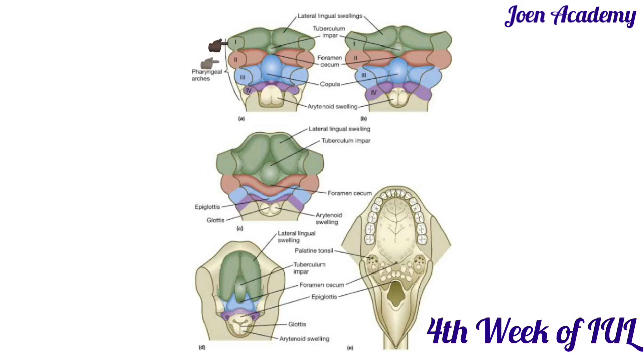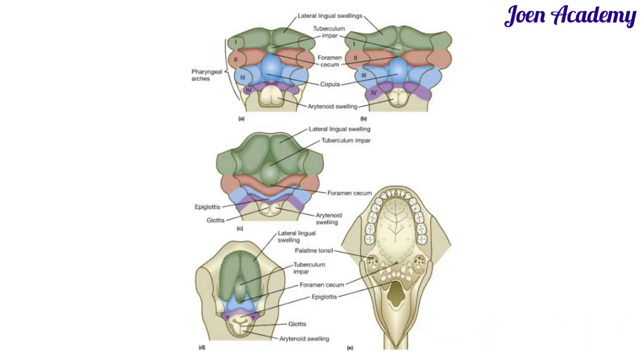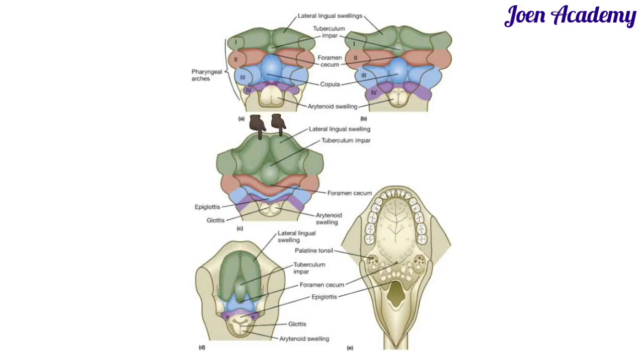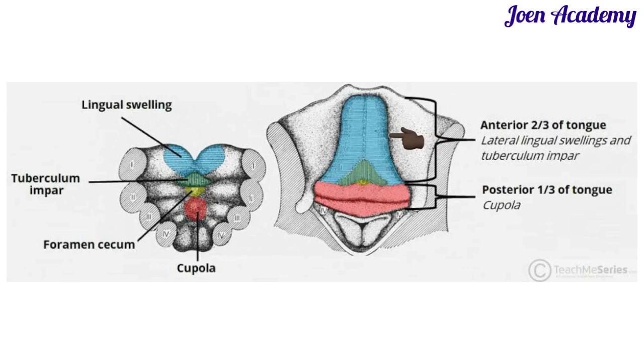The first, second, third, and fourth pharyngeal arches all contribute to the development of various parts of the tongue. The development of the tongue starts with the growth of a median swelling from the first pharyngeal arch, called the tuberculum impar, or you can simply call it the median tongue bud. Little by little, the two lateral lingual swellings start to grow in the 5th week from the same first pharyngeal arch. As the two lateral lingual swellings increase in size, they eventually merge together and then overlap the tuberculum impar. The anterior 2/3 of the tongue is formed from the merging of these two lateral lingual swellings.